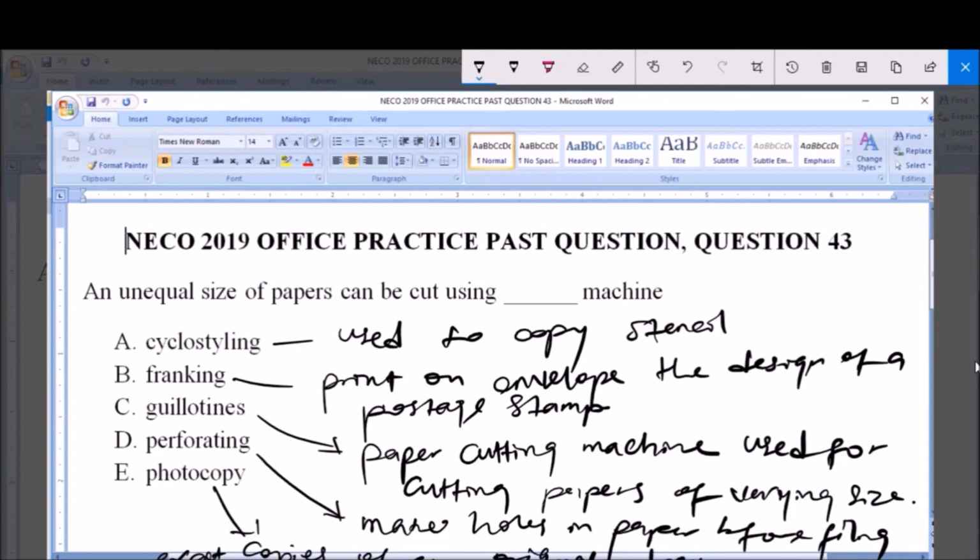But the question says an unequal size of paper can be cut using dash, and like I said, the guillotine machine, also known as the paper cutting machine, is used to cut papers into varying sizes. So the answer to this question is option C, the guillotine machine.